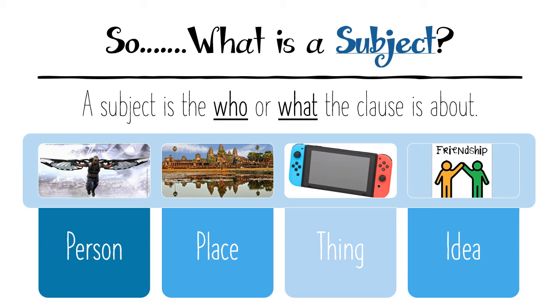A subject could be a person, like Falcon here. It could be a place, like Angkor Wat. It could be a thing, like a video game. Or it could be an idea, like friendship. All of these are examples of a subject. And you might be thinking, wait a second, I learned another word for those. I learned that those could be also called nouns. And you're right, a subject is a noun.